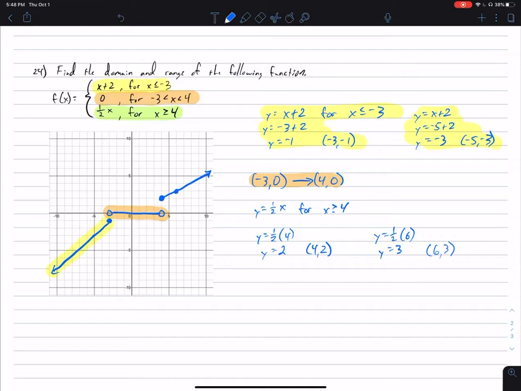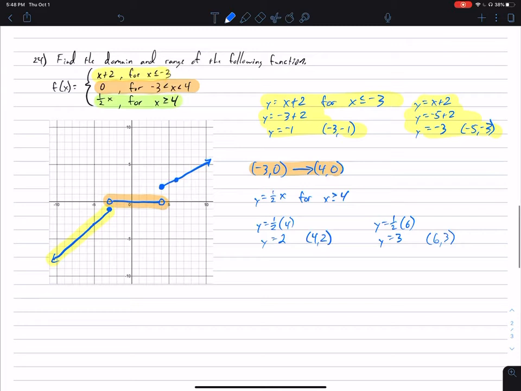So now they want to know the domain and range. For us, the domain is our x values. And what's going on here is that the graph continues going left forever. It continues going right forever. And we just need to know if there's any gaps in the middle. So any number I pick along the x value has something matching up with it on the graph.